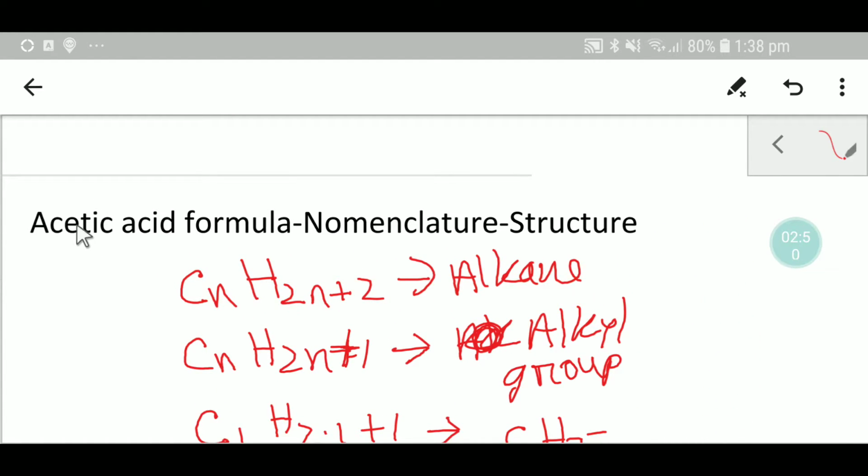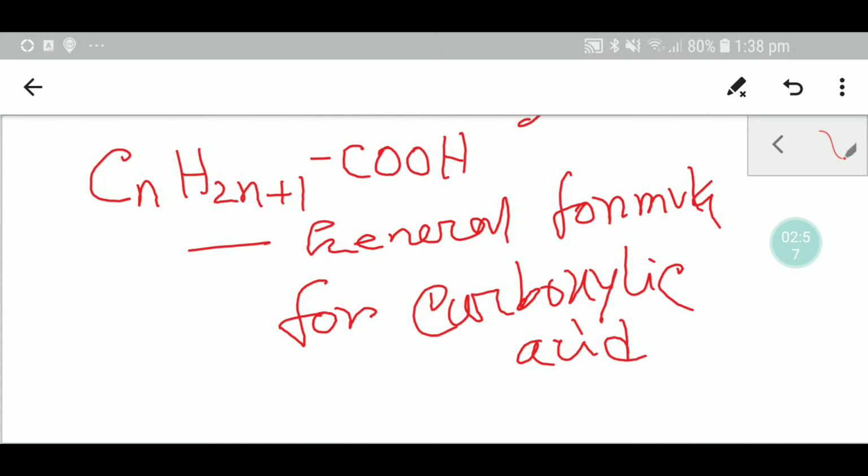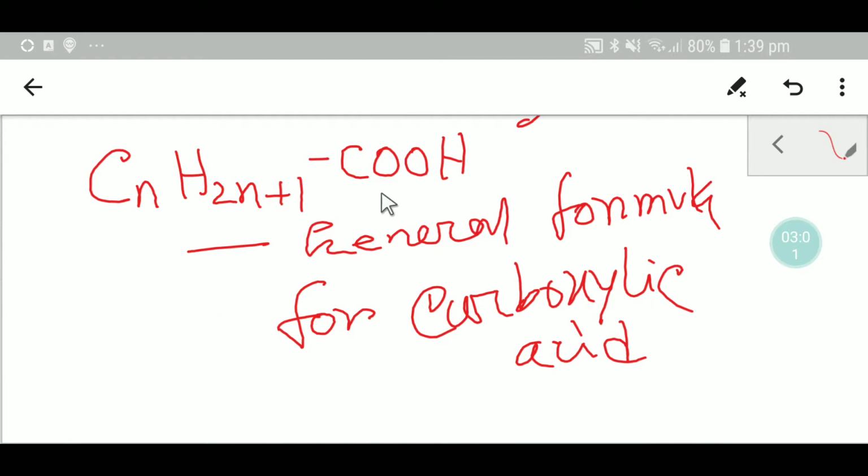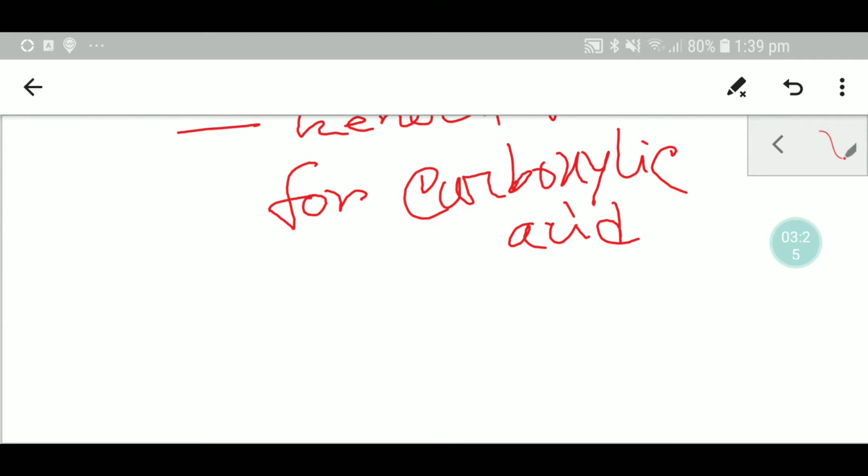Now I would like to tell you that acetic acid is a member of carboxylic acid. So we know that this is the general formula of carboxylic acid, but acetic acid is a member of this carboxylic acid. In case of acetic acid, we have an alkyl group whose number of carbon is 1. That is, we'll just put here 1. Then we'll get 1 carbon, 3 hydrogen, and COOH. So the general formula for acetic acid is CH3COOH. This is the formula for acetic acid.